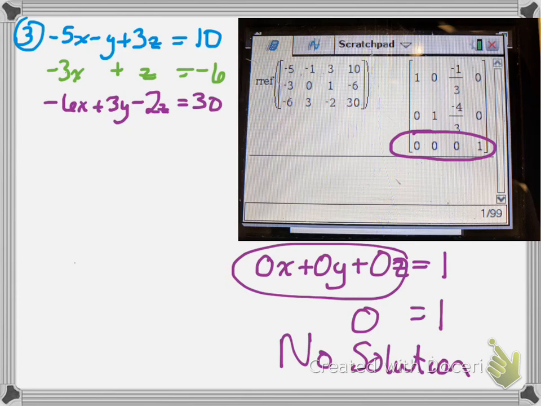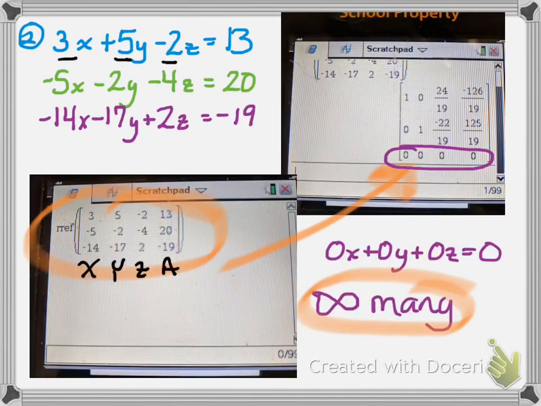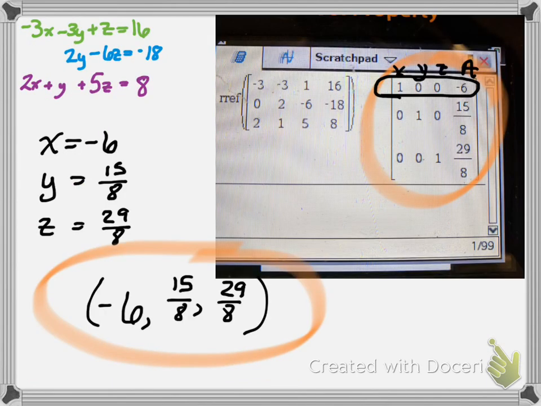So again, if your last row has all zeros and a number, it's no solution. If instead it's just all zeros, it's infinitely many. Or if you have 2 zeros, a 1, and then a number, then it's going to be where you have an ordered triplet.